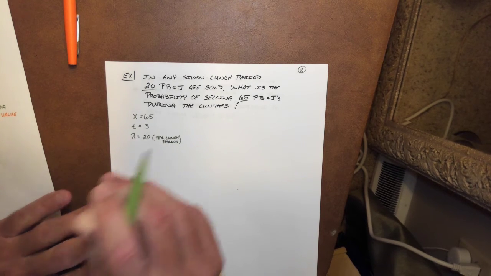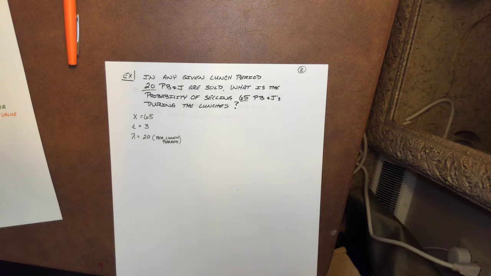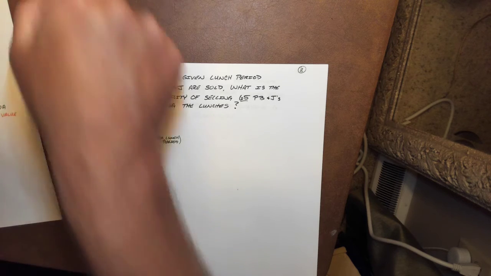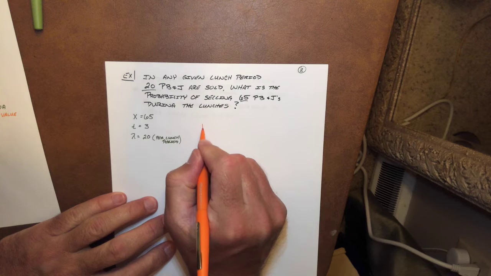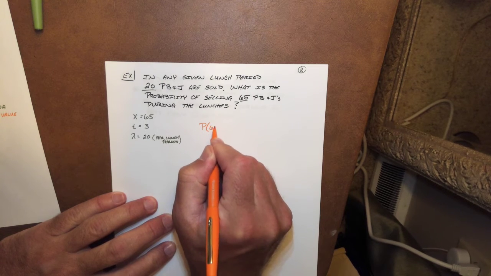So that's where our average is, right there. Okay, so what do we do? Well, we're going to plug this into the formula, is what we'll do, and then we'll show you how to get around it. So we want the probability of what? 65 PB&Js.